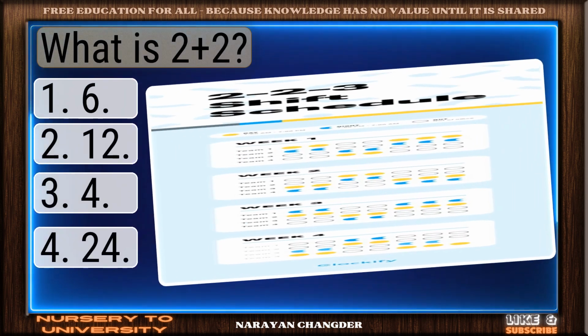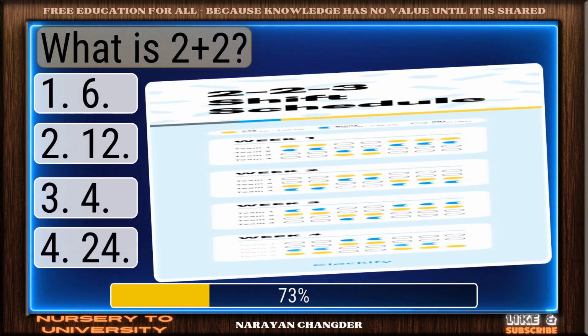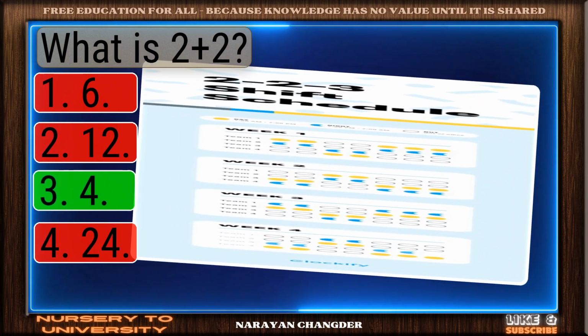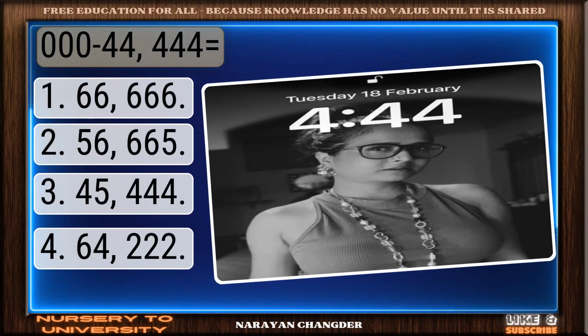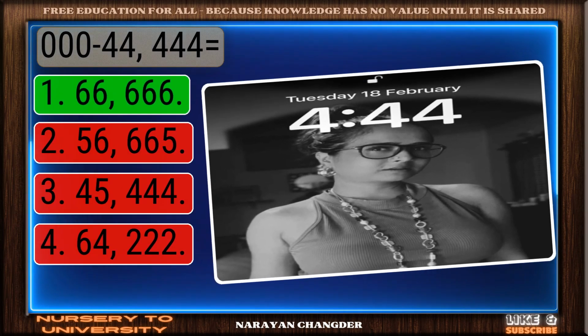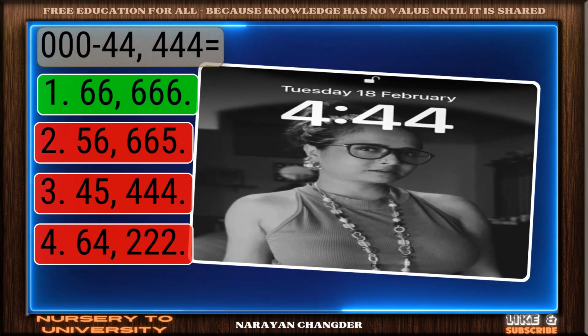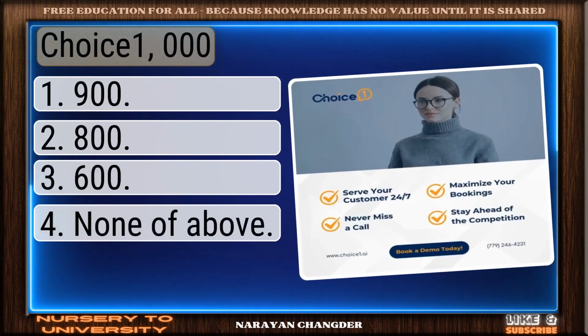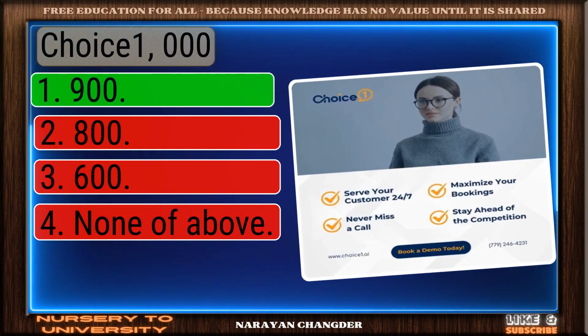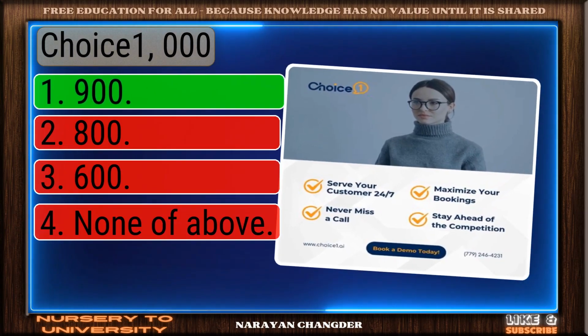What is 2 plus 2? Exactly, 4 makes sense and it is the right choice. 444 equal to? Well done. 666 is the right choice. Chose thousands. On track. 900 is the correct answer.